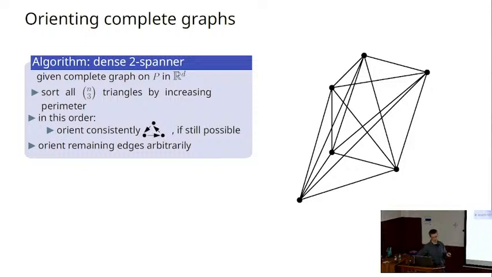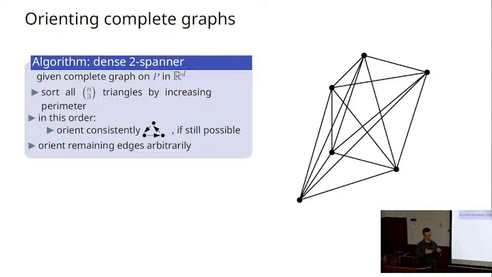We can orient the complete graph in a way that we get a two-spanner, essentially going through all triangles from small to large parameter, trying to orient them consistently. This gives me a two-spanner, because if at some point I wanted to use a triangle but wasn't able to orient it, then there have to be two other triangles that already blocked the orientation, and I can use those two triangles instead to get a walk.